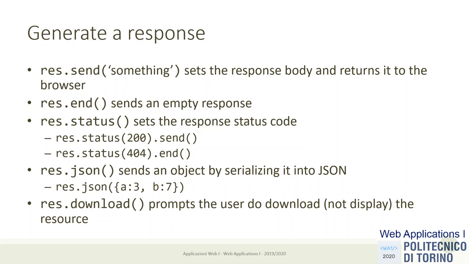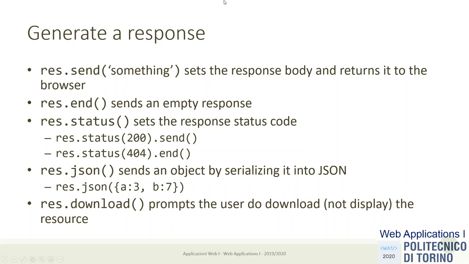By the way, these methods can be chained, because each one of them will return the same response object that has been modified. If we want to return an object, then we can use the JSON method, and we'll use this method primarily. And if we want the user not to display the content, but to save it on their computer, you can use the download method.